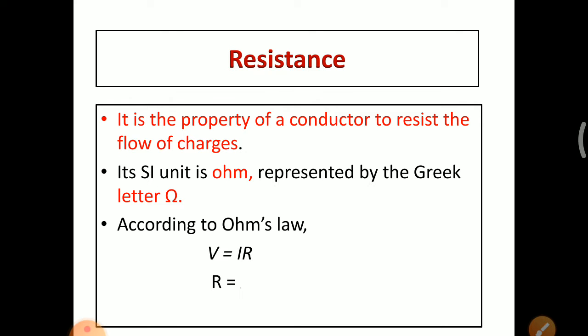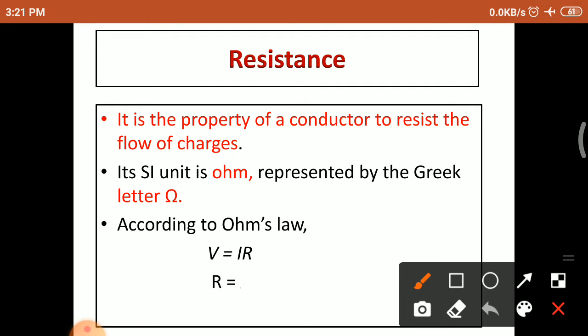The last class we have learned about resistance. The resistance is nothing but it is one of the property of a conductor. It resists the flow of electric charge. And the SI unit of resistance is ohm. According to Ohm's law, we know that V equal to IR. From this, we can write R equal to V by I.